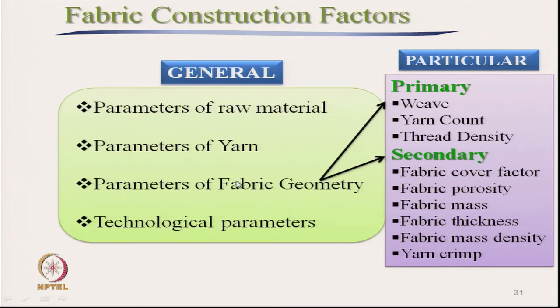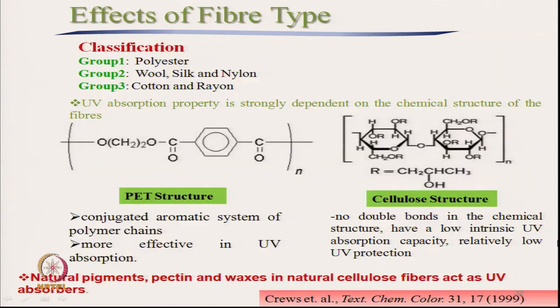And fabric geometry, it is the weave, yarn count, thread count; these are the primary factors. And the secondary factors, which depend on the weave, yarn count and thread density, are fabric cover factor, fabric porosity, fabric mass, fabric thickness, fabric mass density, yarn crimp. They affect the UPF of the fabric.